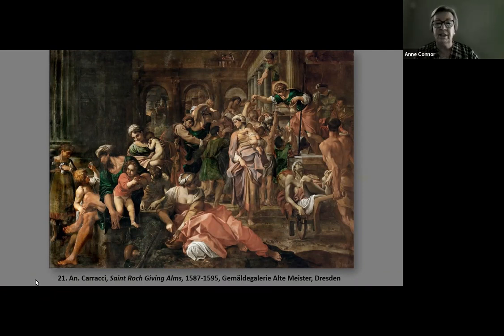A large work is the Saint Roch Giving Alms. So you find it really busy. It's a very large painting that was supposed to be the counterpart for an existing painting in the oratory in, I think it was in Parma. No, in Reggio Emilia. So in the Confraternity of San Rocco. And unfortunately, the place was destroyed.